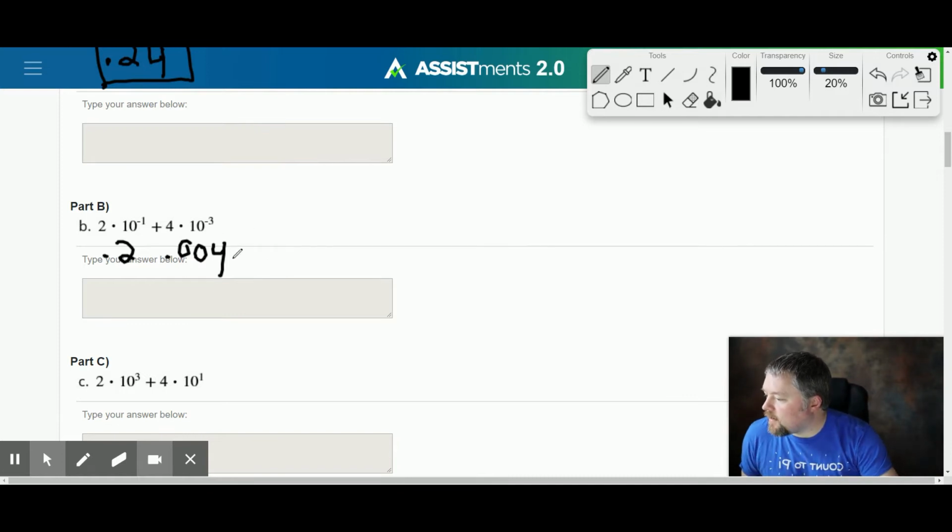Okay, continuing on. Here we had 2 times 10 to the negative 1. Here we had 4 times 10 to the negative 3. Negative numbers mean we move the decimal point that many spots, but we do it in the direction that makes it smaller if they're negative. So 2, and we move the decimal point 1 spot. 4, and we move the decimal point 3 spots. Combine those together, and that's the number 0.204.